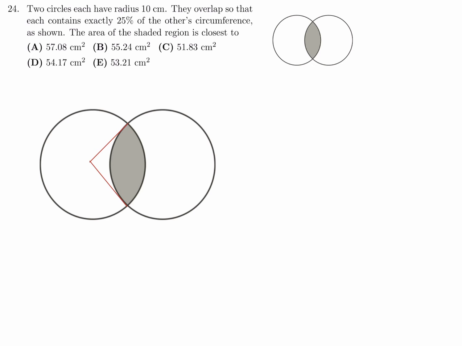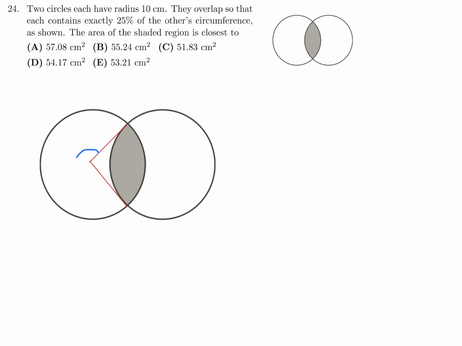Now, this piece of information is important. They overlap so that they each contain 25% of the other's circumference. So that means this segment represents 25% of the total circumference all the way around. What that basically means, the interpretation of that, is that this angle is 25% of the total angle.